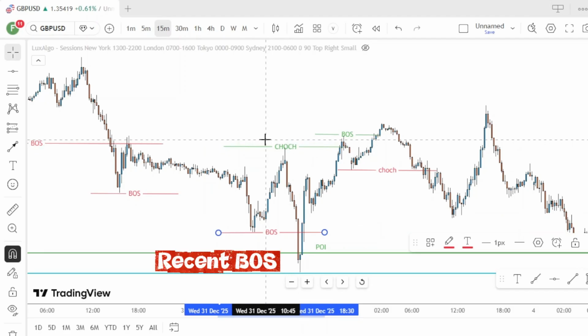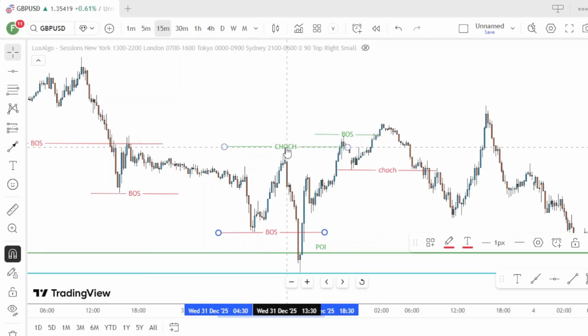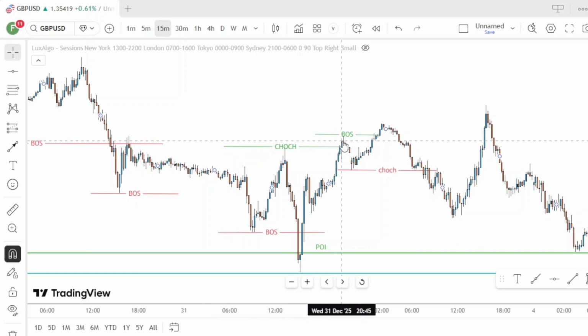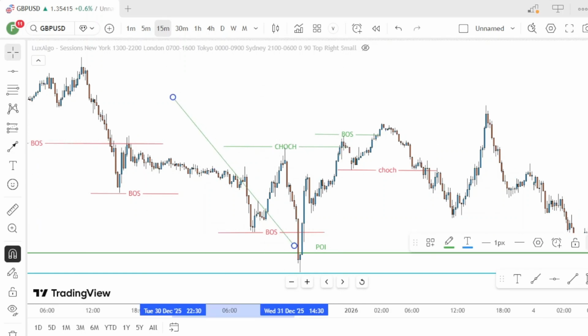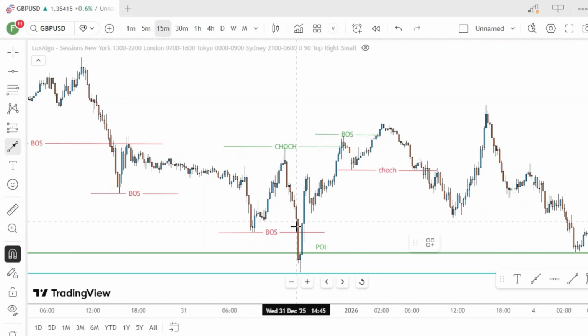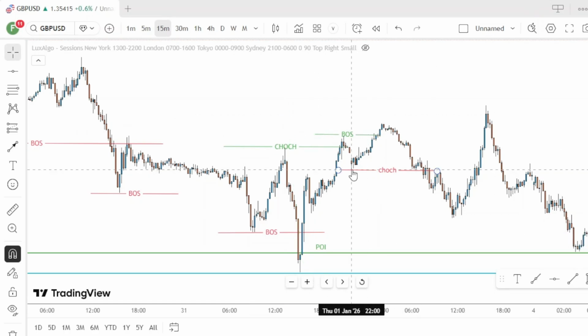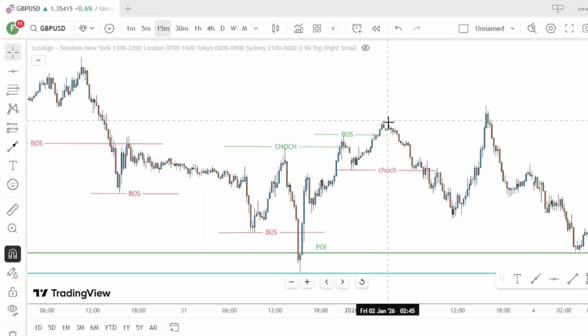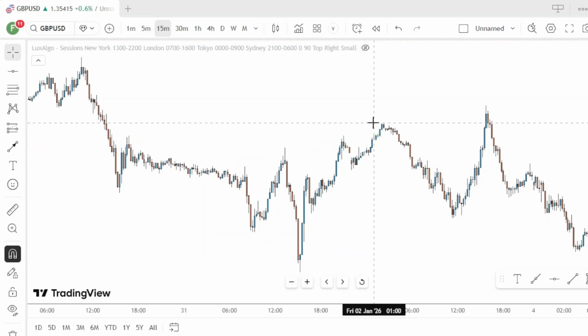So there's a change of character in here, because the market closed above this structure here, telling me that the market is turning from a sell trend into a buy trend, simply because the market closed above this structure in here. So confirming that the market is bullish right now. This is another recent break of structure to give us our confirmation, but immediately price closes above this break of structure. There's something I want you to understand.